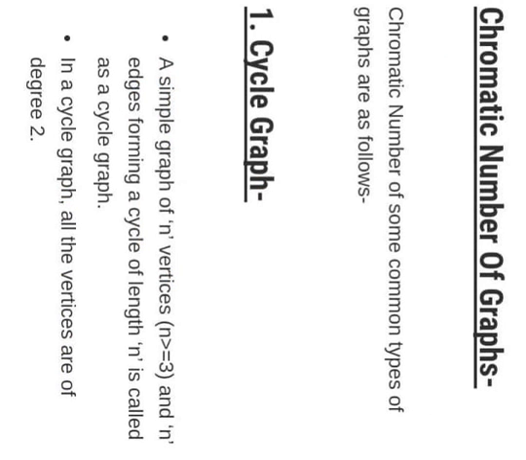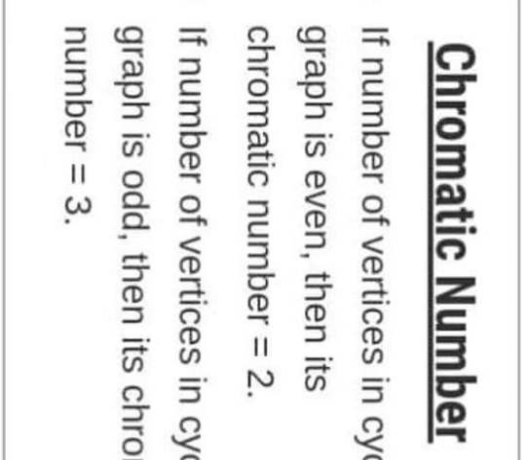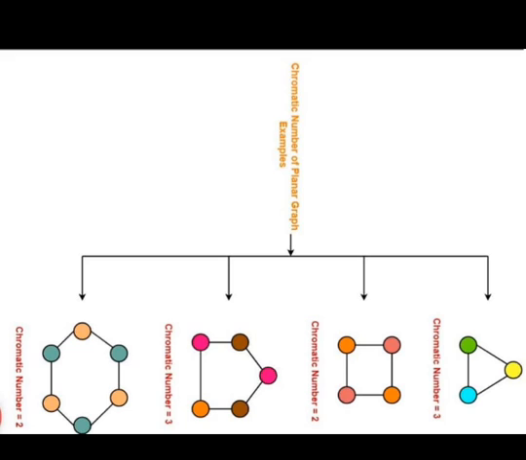Chromatic number of some special graphs, just like we have a cycle graph. So what is the chromatic number for that type of graph? A simple graph with n vertices, where n is greater than or equal to 3, and n edges forming a cycle of length n is called a cycle graph. In a cycle graph, all the vertices are of degree 2. Chromatic number of this type of graph is 2 for a graph having an even cycle. If the number of vertices in a cycle graph is odd, then the chromatic number of that type of graph is 3. It depends on the degree of the graph.